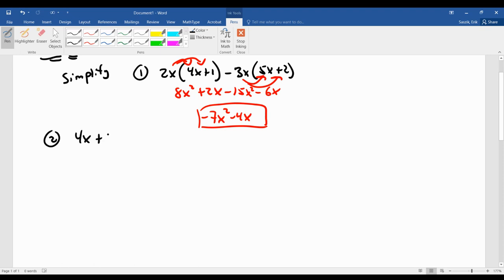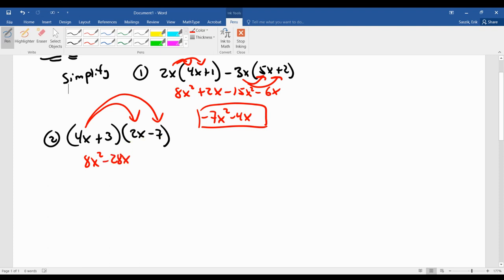But what's going to be different now is 4x plus 3 times 2x minus 7. So what we're doing here is we're still distributing. You start with this 4x, and you're going to distribute it to the 2x and to the negative 7. We're distributing because back-to-back parentheses means multiplication. 4x times 2x is 8x squared. 4x times negative 7 is negative 28x. But you see, now we're done with the 4x.